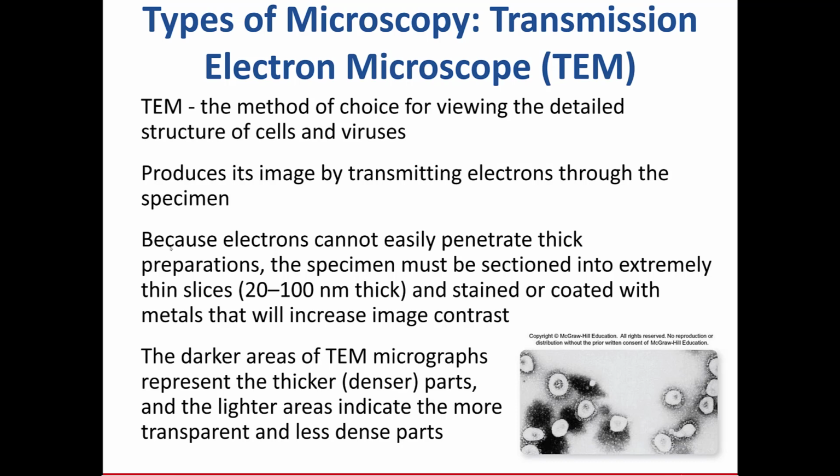But anyhow, because electrons cannot easily penetrate thick preparations, the specimens have to be cut. So I used to earn a little extra money. I took an electron microscopy course, and I got pretty good at it. Companies in the Research Triangle Park would pay me $500-600 a week to pull samples of various things, and that's how I helped pay for school.